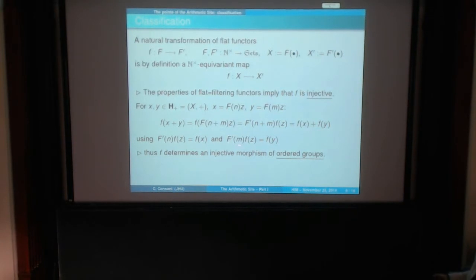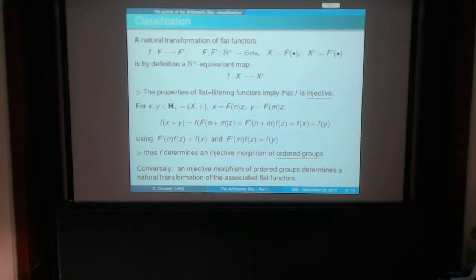Using this path, F determines an injective morphism of ordered groups, and conversely, you can go the other way: an injective morphism of ordered groups determines a natural transformation of the associated functors. So the story is that, starting with this particular topos, the geometric topos, we now reinterpret the isomorphism classes of the points of this topos in terms of subgroups of Q, which is already a step, because we want to end up inside the Adele class space, or the quotient of the Adele class space.